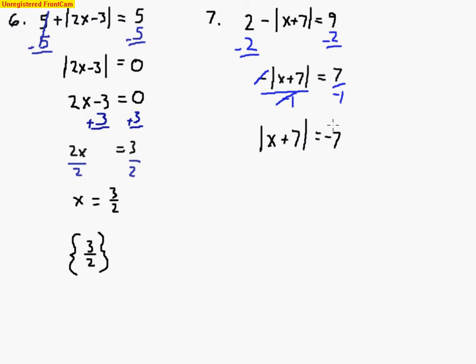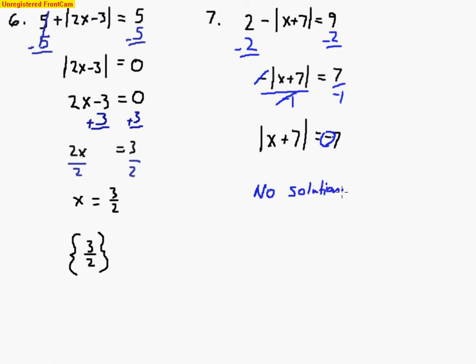Can we have an absolute value equaling a negative? No, because of this negative sign right here. That negative sign prohibits us from going any further. This negative sign means that we don't have any solutions. So there are no solutions. No values of x that make that true.